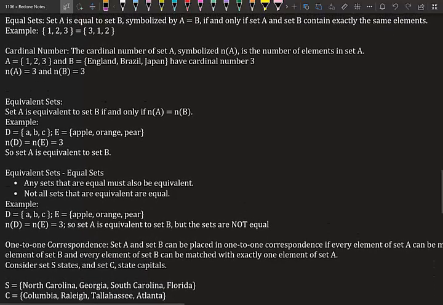Equivalent sets. Set A is equivalent to set B if and only if you have the same cardinal number. So set D, A, B, C, set E, apple, orange, pear, they have the same amount of elements, so they are equivalent. Remember, equivalent is it looks the same. It's not the same, but it looks the same. Equal is the same. So looking the same, meaning they have the same number of elements. They have the same cardinal number. They have the same cardinality.